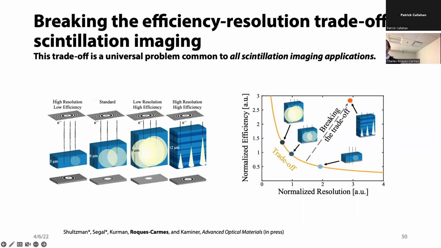And I think this is pretty striking when you look at this plot, which shows this inherent trade-off for any bulk scintillator, where you have this hyperbolic function of the efficiency as a function of the resolution, and we can break the trade-off pretty significantly with those inverse design structures. And here, the thickness of each layer was optimized to get optimal performance. So this is theoretical work.